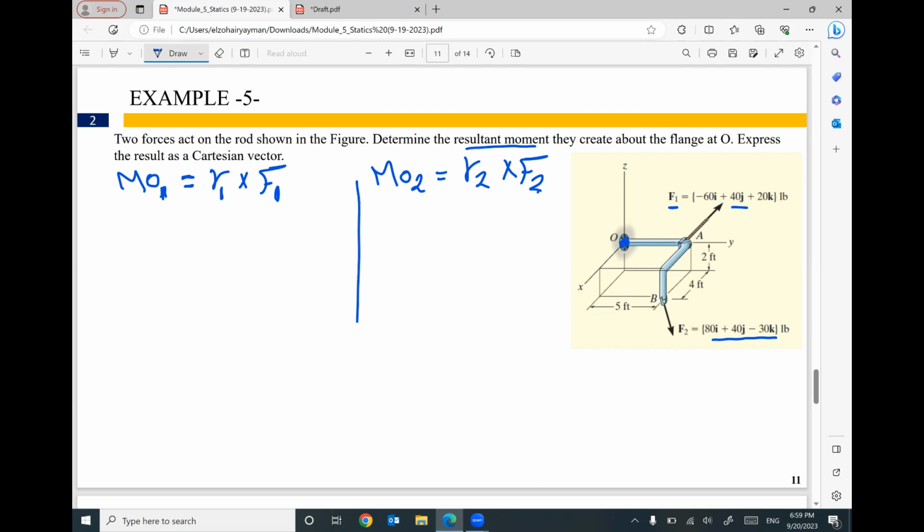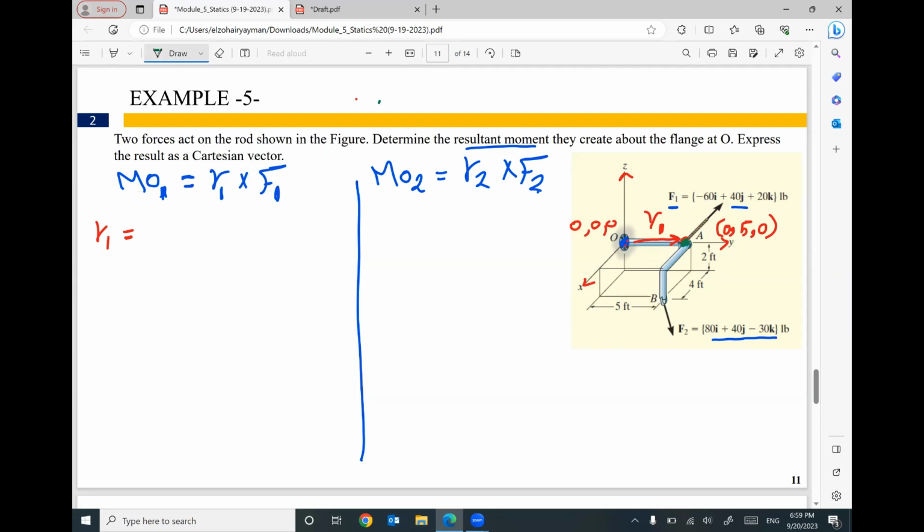Let's see. R1, I need to figure out R1. R1 is a position vector between the point O and any point on force F1. I think I will select O. So this is your R1. The coordinates of point O are 0, 0, 0, based on the X, Y, Z axes. The coordinates of point A are x 0, y 5, z 0. Do you agree? If you don't, let me know.